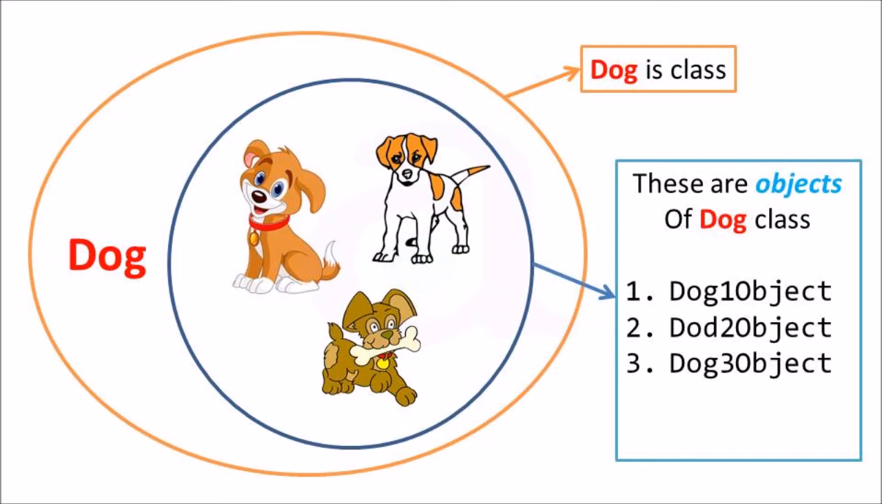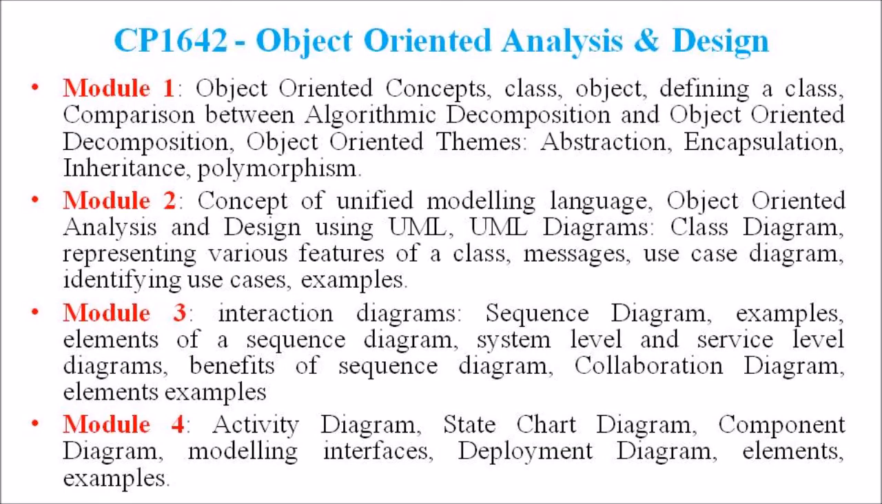When it comes to the syllabus of this subject, the major topics are divided into 4 different modules. In the first module, we will discuss the object-oriented concepts like class, object, defining a class, comparison between algorithmic decomposition and object-oriented decomposition, and object-oriented themes like abstraction, encapsulation, inheritance, and polymorphism.